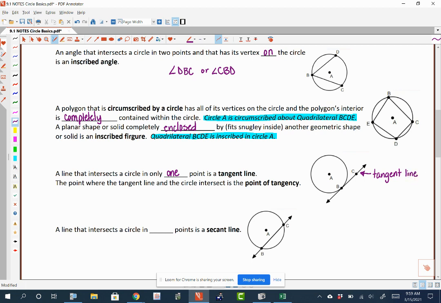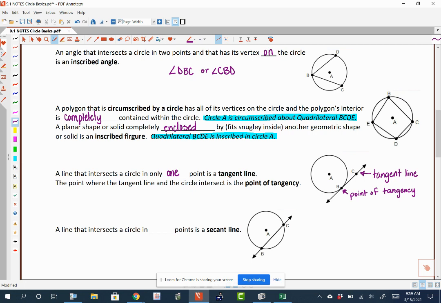And to be a little more specific about that point, it says the point where the tangent line and the circle intersect is called the point of tangency. So for this picture, that would be this point B. This is our point of tangency. So a tangent line only touches a circle at one point, and that point is called the point of tangency.